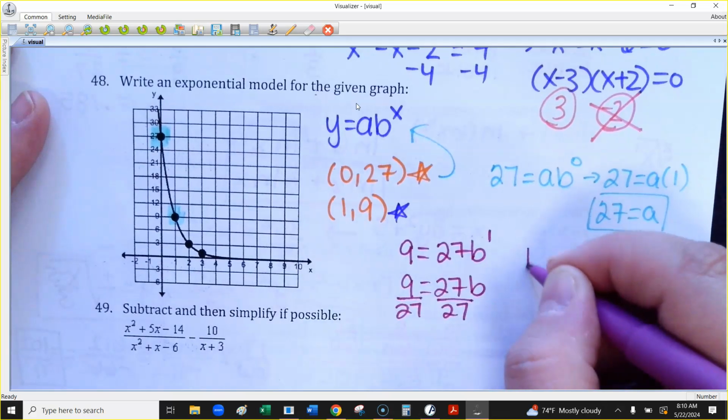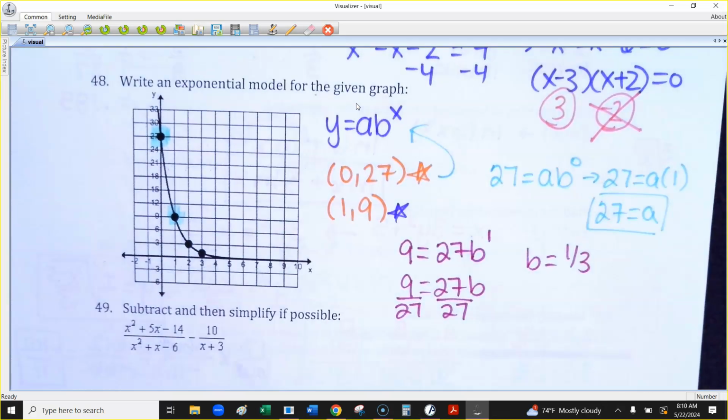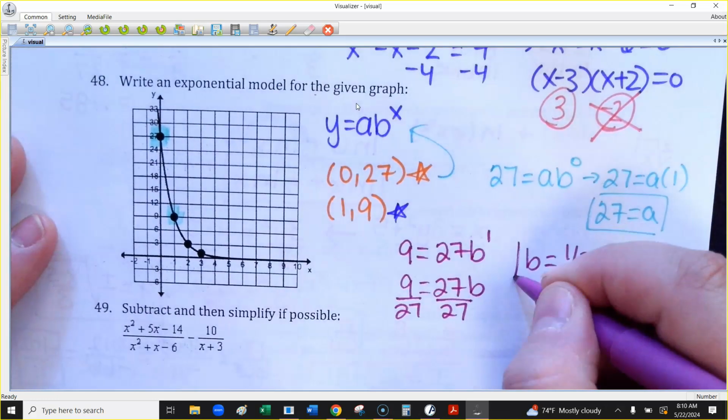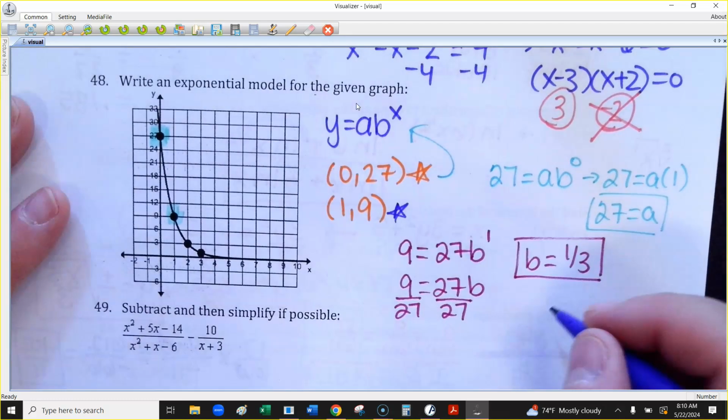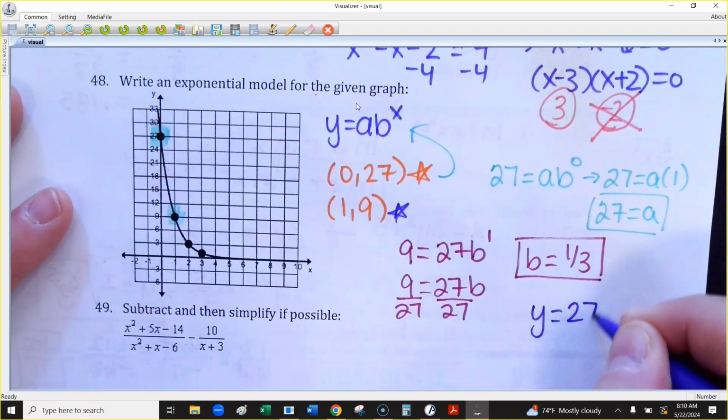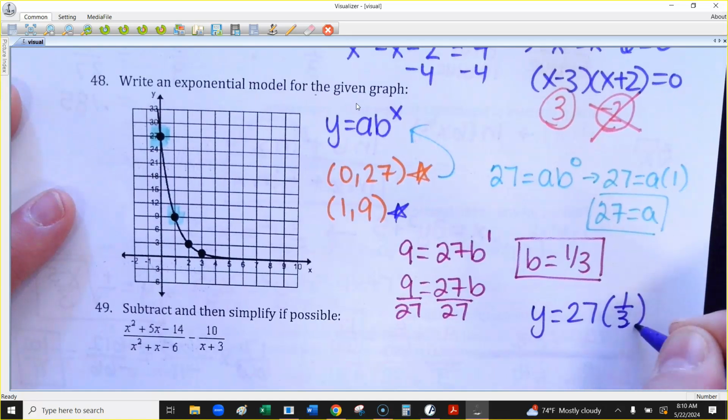Then my b value, and it's exponential decay, so it should be a fraction of some kind or a decimal, because my b value has to be between 0 and 1 to create that shape of the graph. And then your actual answer, you've got to plug those guys in. So y equals a, which is 27, times b, which is 1/3 to the x.